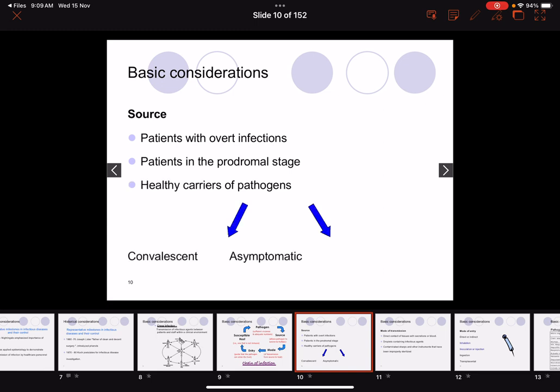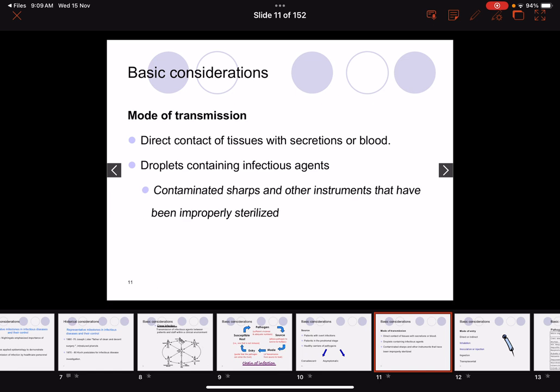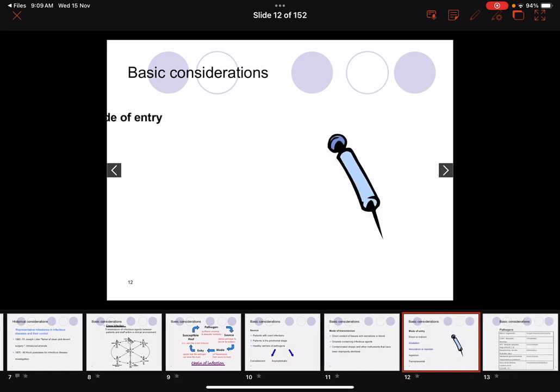And then the source: patients with overt infections, that is, infections clearly shown, patients in the prodromal stage, and healthy carriers of the pathogens, that is, convalescent or asymptomatic. Modes of transmission include direct contact of tissues with secretions or blood, droplets containing infectious agents, contaminated sharps, and other instruments that have been improperly sterilized.